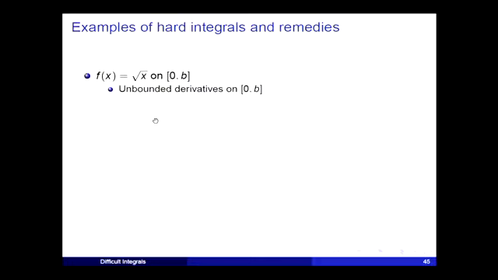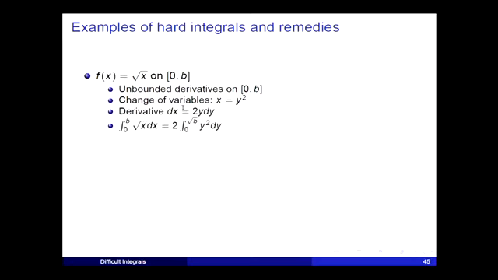So in this case, how do we fix the situation? We can change the variables. If you set x equal y squared, then the integral of square root x becomes the integral of y squared. And y squared is C infinity, right? So you don't have to worry. Then you can apply the quadrature for this, and you still get a good numerical result.